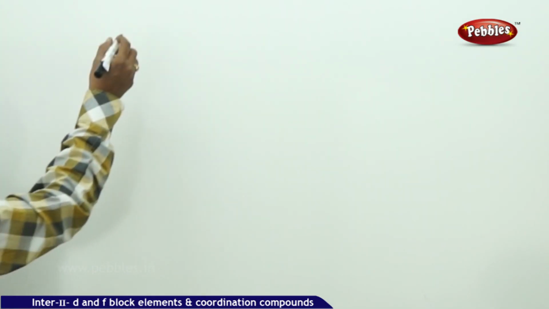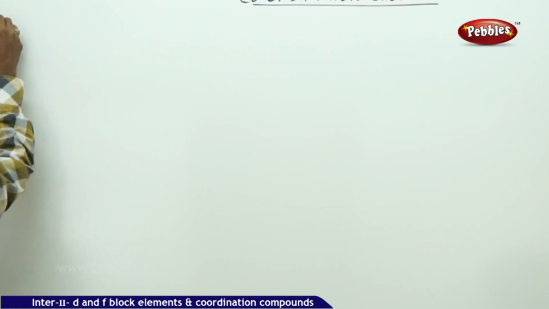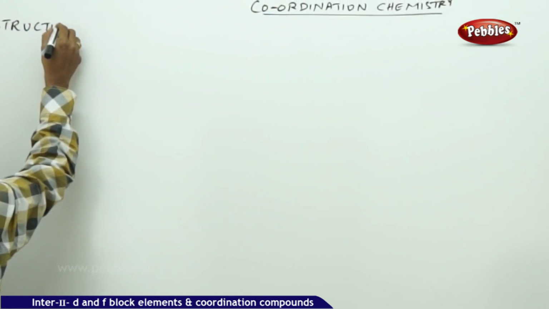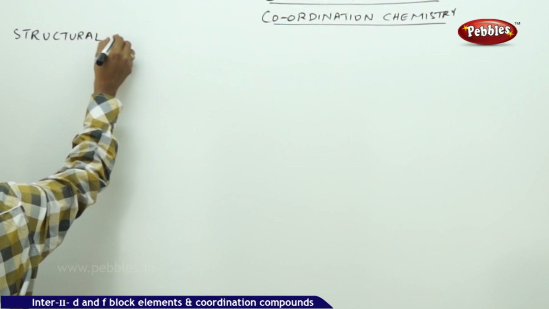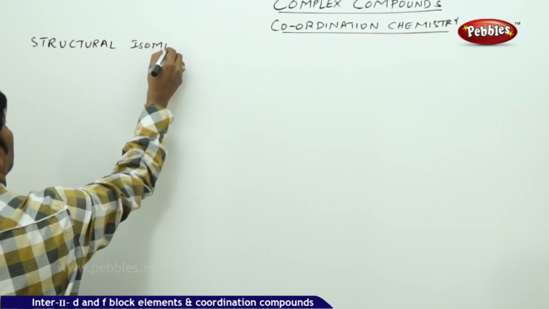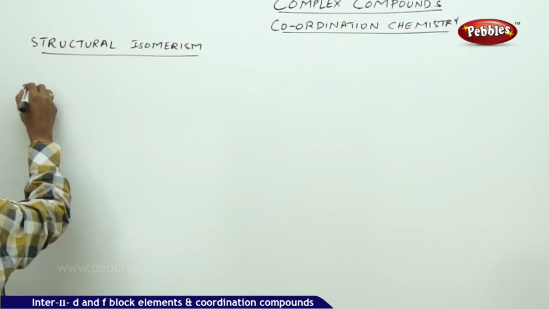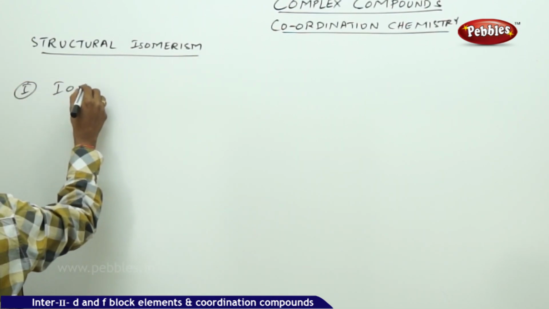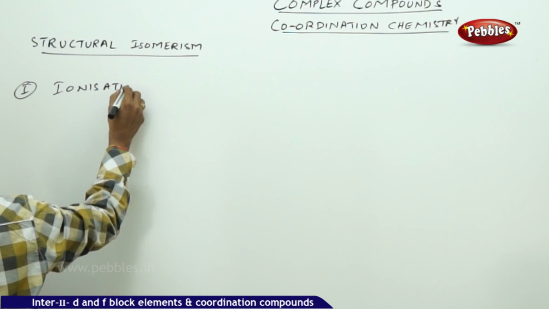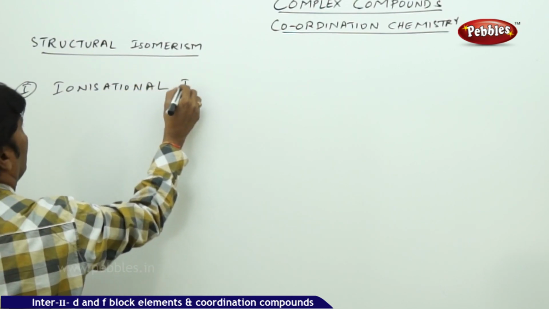So here the next part of the discussion is isomerism. Let us go to structural isomerism. In structural isomerism, we'll go with the first one, that is ionization isomerism.